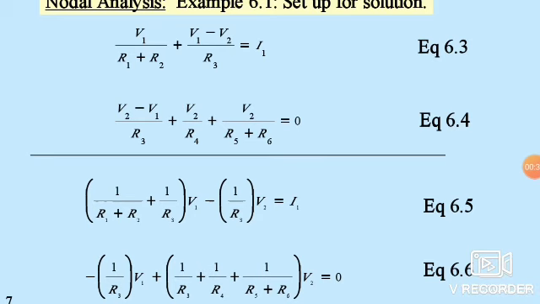Similarly, for the second equation, for the node V2: minus 1 by R3 into V1 plus (1 by R3 plus 1 by R4 plus 1 by (R5 plus R6)) into V2 equals 0. Then by solving these two equations using matrix, we can get the answer for V1 and V2.